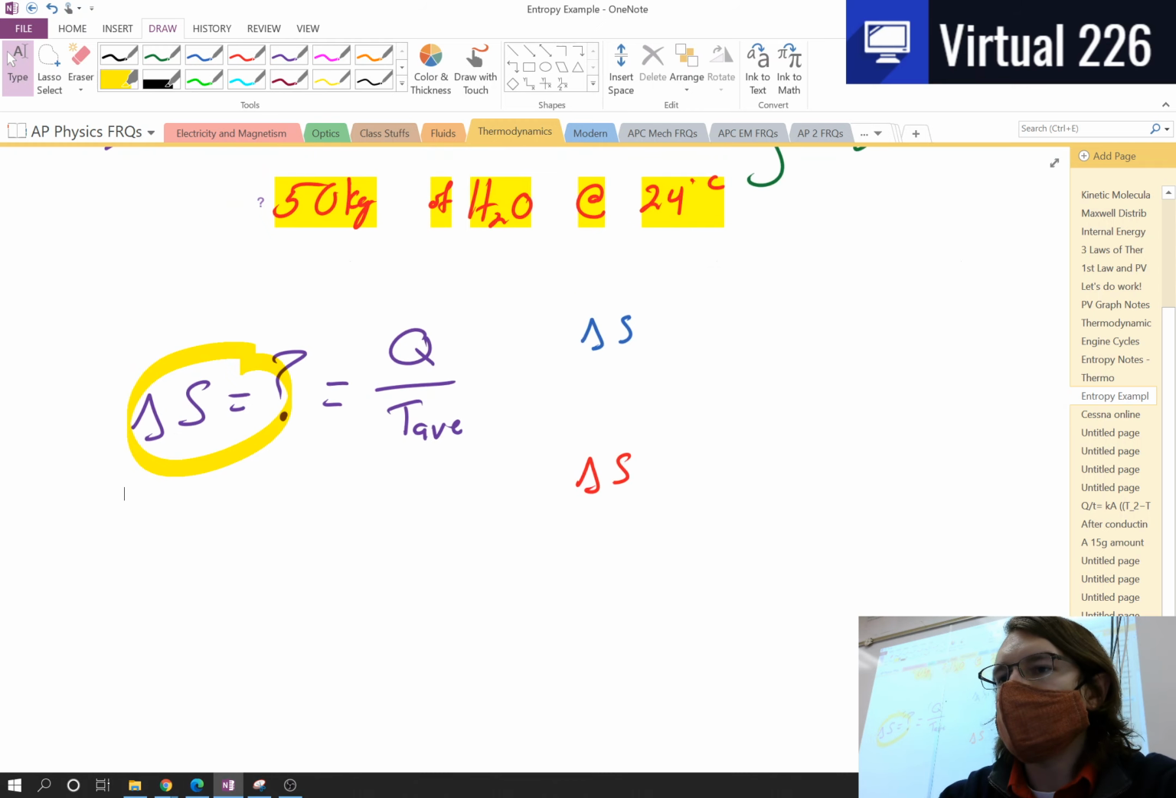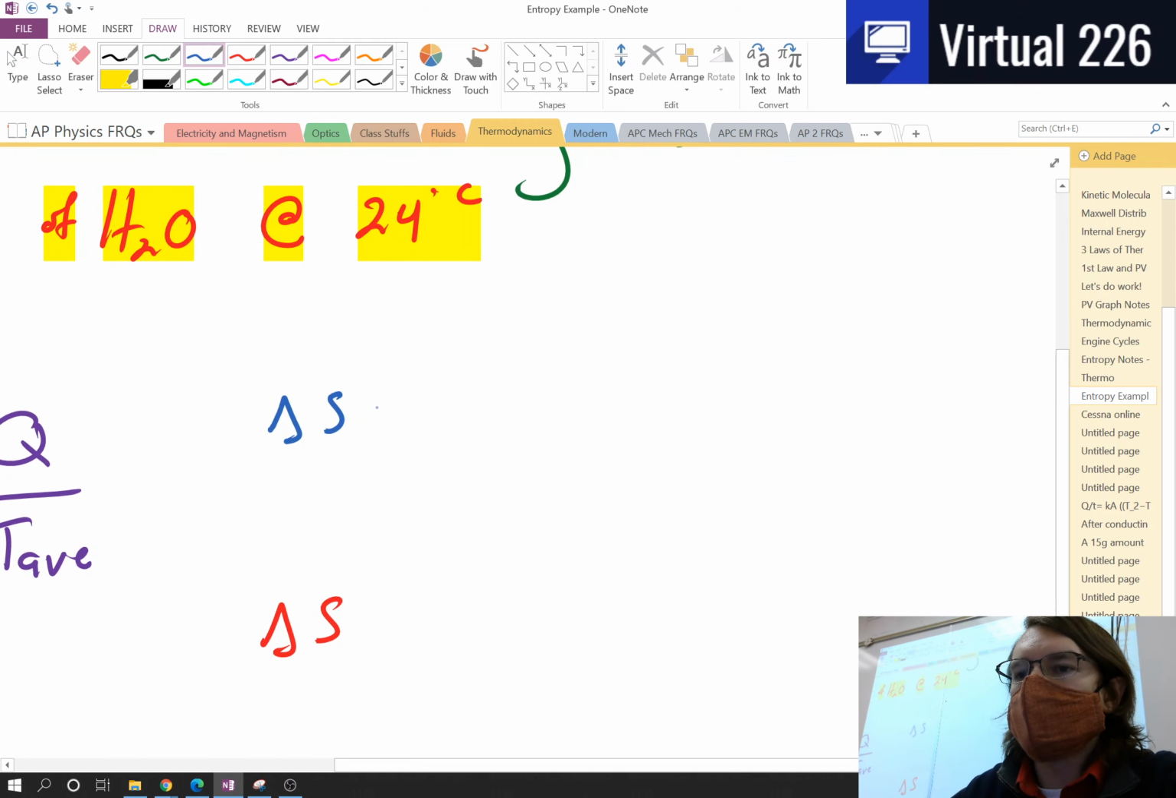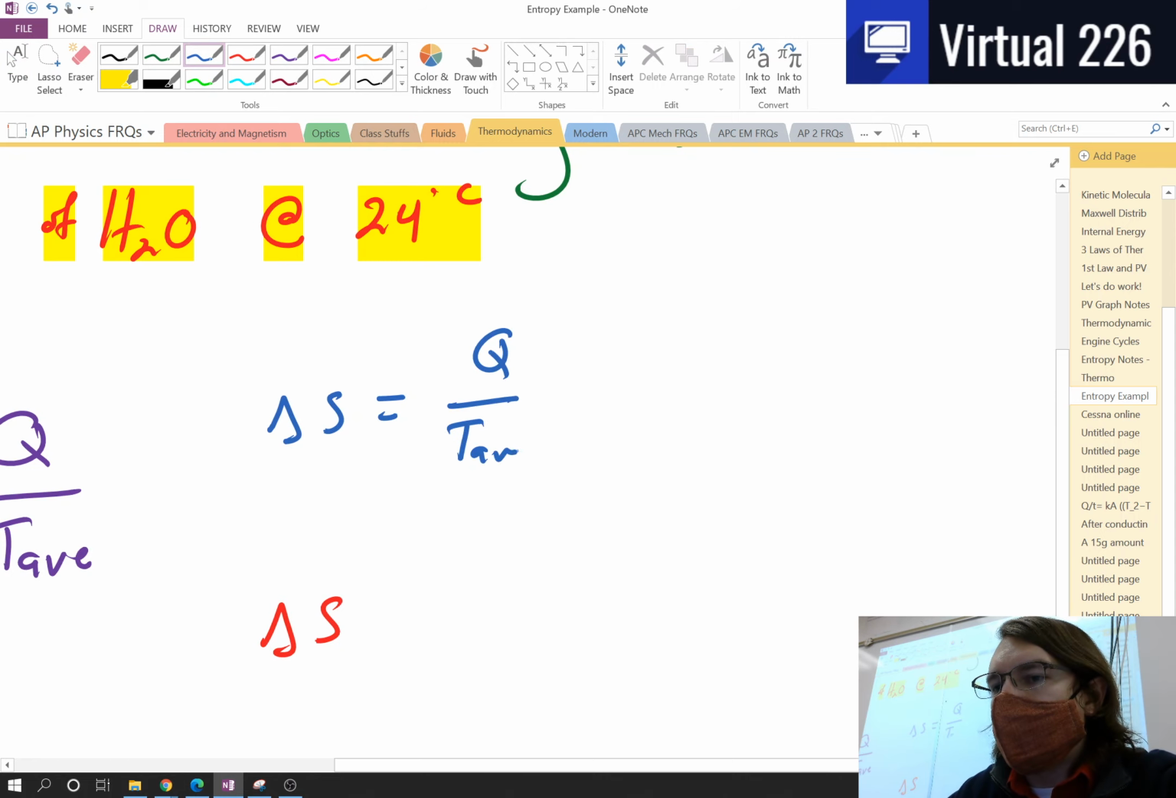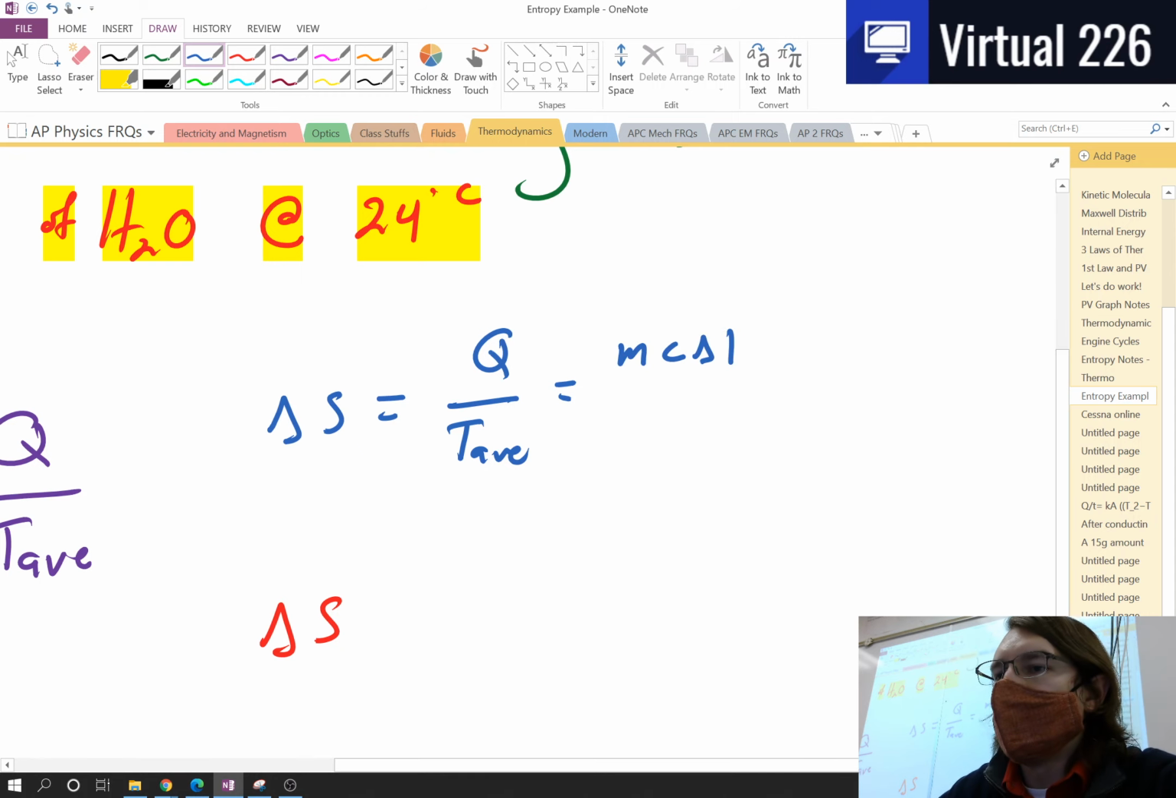Well, to do this, and let's do this for the cool water first, we're going to have some Q over an average temperature. Well, the Q for this, we have to go back to calorimetry for, and we know that our Q here is going to be equal to an MC delta T. And if you've never seen that equation before, then go back and watch our calorimetry videos.